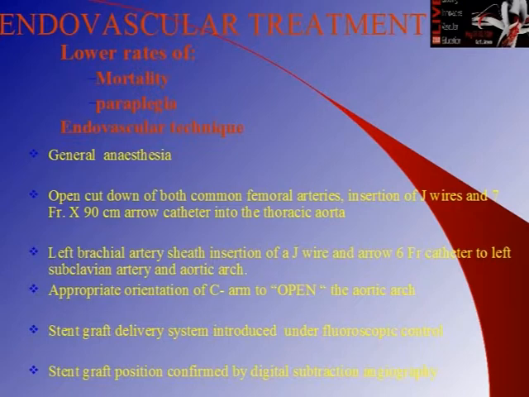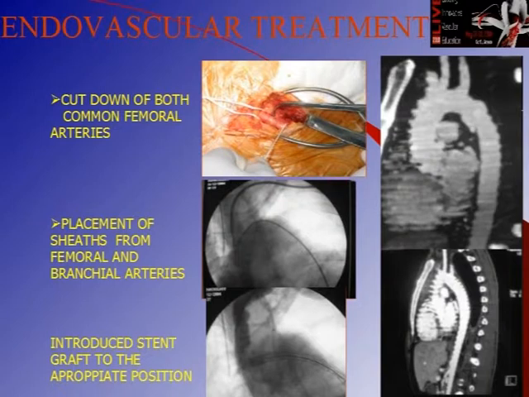The stent graft delivery system is introduced under fluoroscopic control, and the placement and the final result are confirmed by digital subtraction angiography. Here you can see the procedure of the placement of the stent graft step by step. At the right, you can see the final images of CT angiography where we can see the good result.